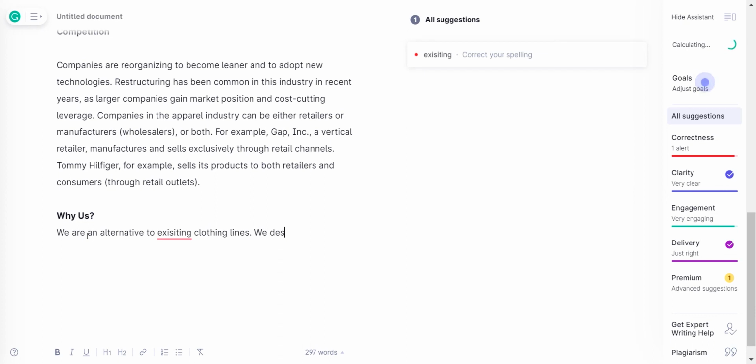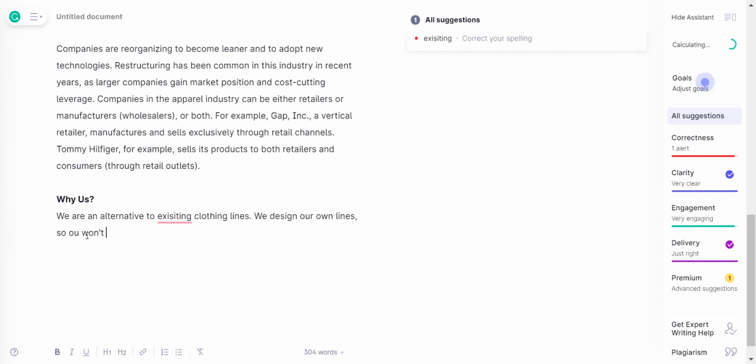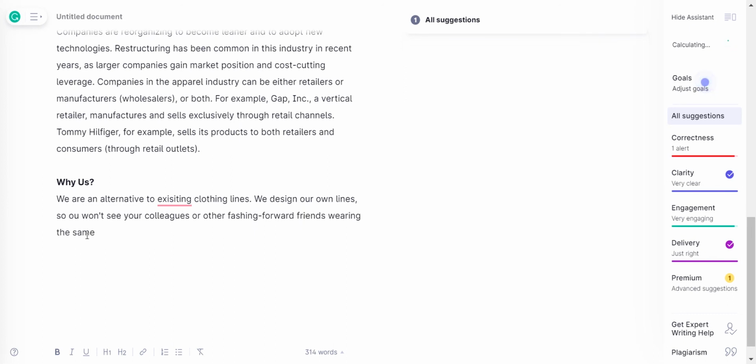We design our own lines so you won't see your colleagues or other fashion forward friends wearing the same outfit. So the goal is that we're going to be creating exclusive clothing so that you don't see everybody wearing the same outfit. Because the whole reason why the clothing industry is always booming and will forever be booming is because people want to stand out from other people, and they want to express themselves and don't want to feel like they're the same as everybody else.